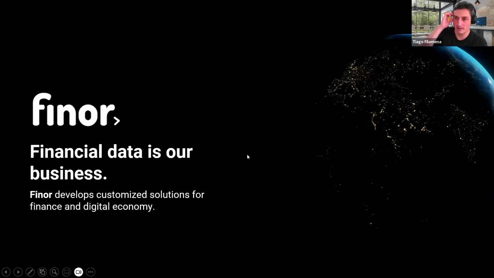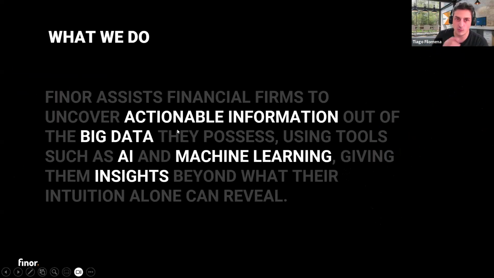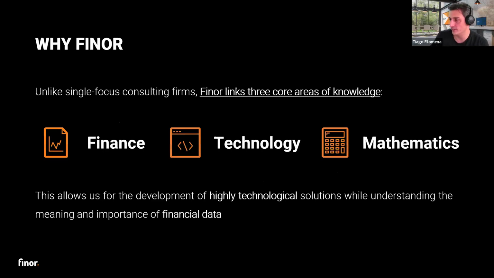So I'm going to talk a little bit about Finor. We are a data science company focused on finance. The name explains a little bit about the company. Fin comes from finance and OR comes from operations research, which is a very algorithm-oriented area of research. So what we do is help companies from the financial sector to make decisions based on AI and machine learning, helping them to get insights from their own data.